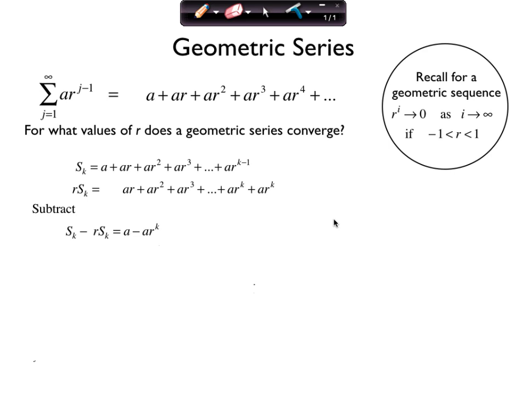So we're just doing some algebra here, I'm going to factor out the kth partial sum. So it's times 1 minus r. And then I'm going to divide by 1 minus r. So now I've got an expression for the kth partial sum. The kth partial sum is a minus ar^k over 1 minus r. So this is a different way to get the kth partial sum rather than adding all those up. This is the general term for the kth partial sum.